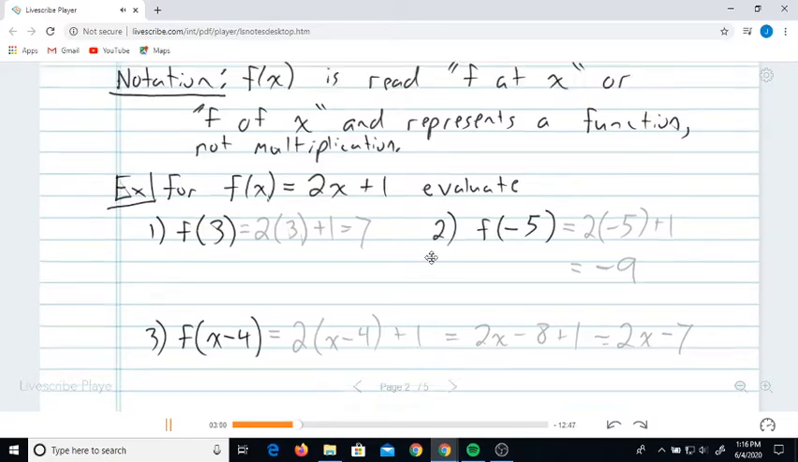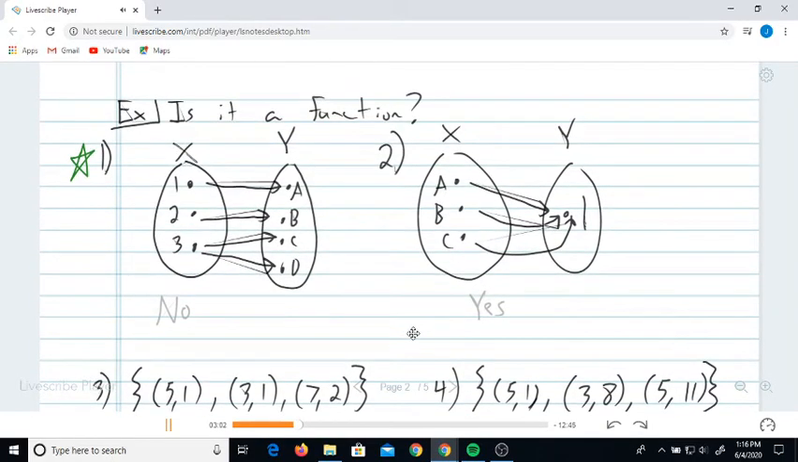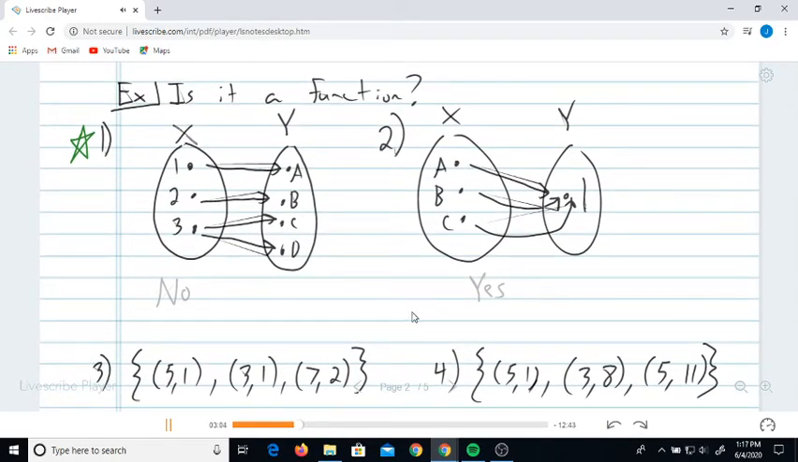So let us go ahead and look at this example at number 1. Is it a function? Well, 1 maps to A, 2 maps to B, 3 maps to C, 3 also maps to D. So this is not a function because the input 3 has multiple outputs. 3 maps to C, but it also maps to D, so it's not a function.